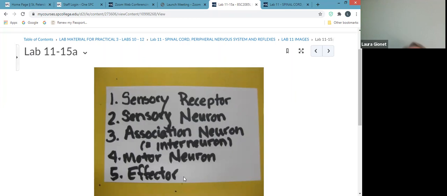Yep, that's the dorsal aspect or the posterior aspect. Association neurons are found in the posterior horn. Yep, I can see them. Motor neurons are found in the anterior gray horn. Yep, that's the anterior gray horn. I see the motor neuron cell bodies, and then it transmits away. So I really like that.